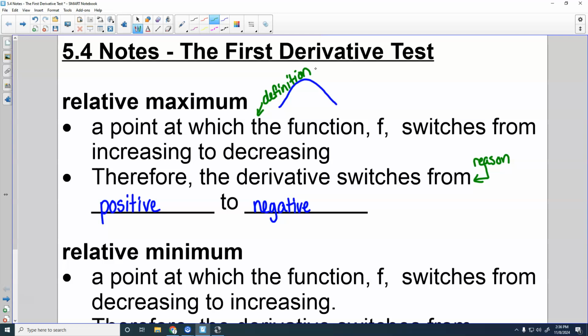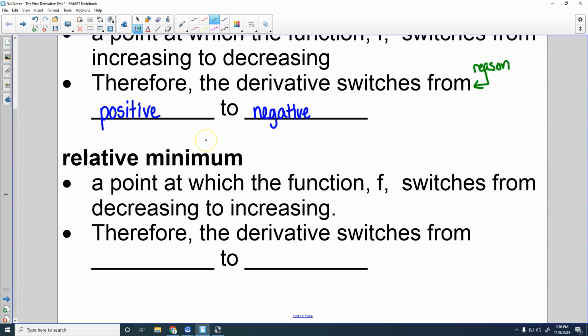So whenever we're asked to talk about a relative maximum or minimum, we're going to have to talk about the derivative. So we'll talk about the derivative changing signs for that. The relative minimum basically just switches the two things here. A relative minimum is going to switch from decreasing back to increasing. Therefore, the derivative switches from negative to positive.